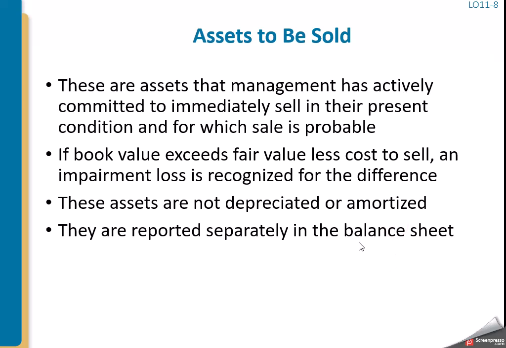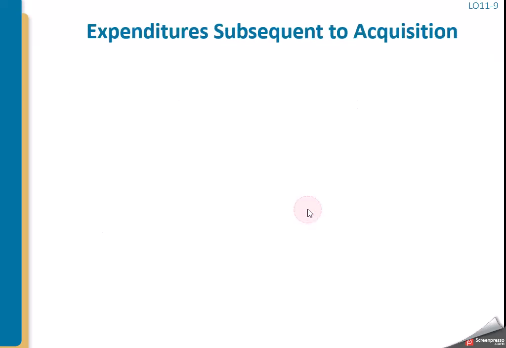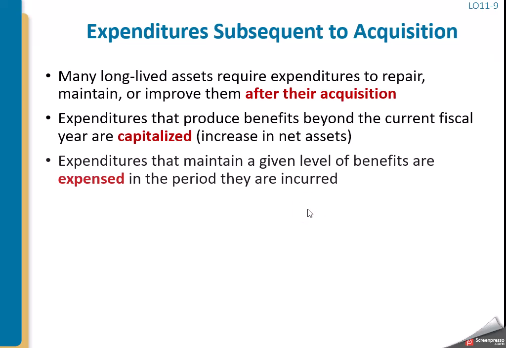Assets that are to be sold, like we had on a previous slide, are not depreciated or amortized. They're reported separately on our books. And then if we see that the fair value less the cost to sell is less than the book value, we would impair those as well to bring them down to what we actually think we could sell them for.